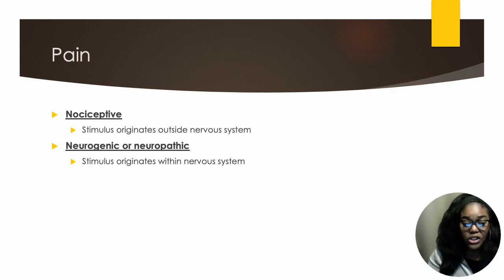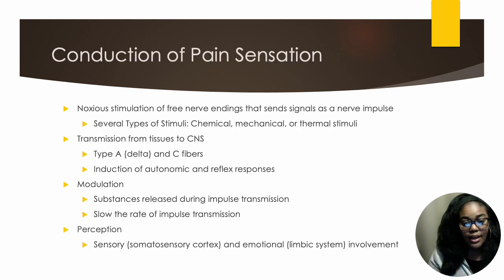Just like when you touch a hot stove, that would be considered a nociceptive pain because that stimulus is on the outside of the nervous system and sends signals within to your thalamus and your brain. Whereas neurogenic or neuropathic is different because that stimulus originates from within the body and sends those pain signals, so it's within that same system that you feel this pain. Now we'll be talking about the conduction of pain sensation. Once we feel pain, it sends a signal to the central nervous system. You have to have some type of noxious stimuli, and when we talk about noxious, that's a stimulation that sends that signal of pain to the body.